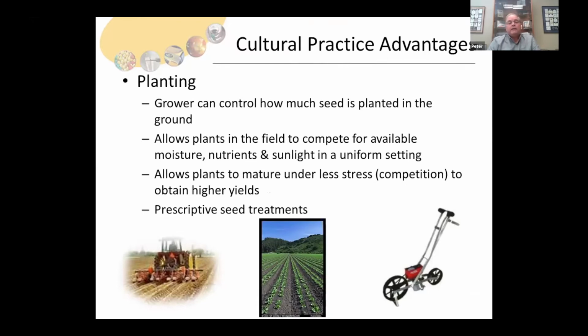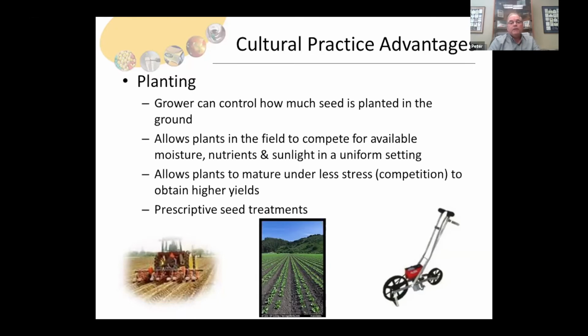But by space planting, we're able to take care of the normal agronomic conveniences that we all like to talk about. In other words, competition, moisture, nutrients, sunlight, availability for the plants to compete in a normal environment, less stress overall. And when you have less stress, you tend to get better plants. Better plants tend to lead to better yields.